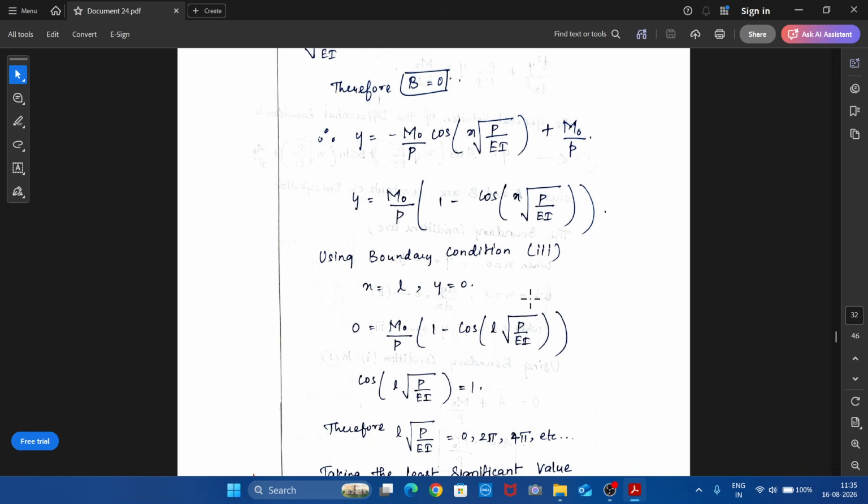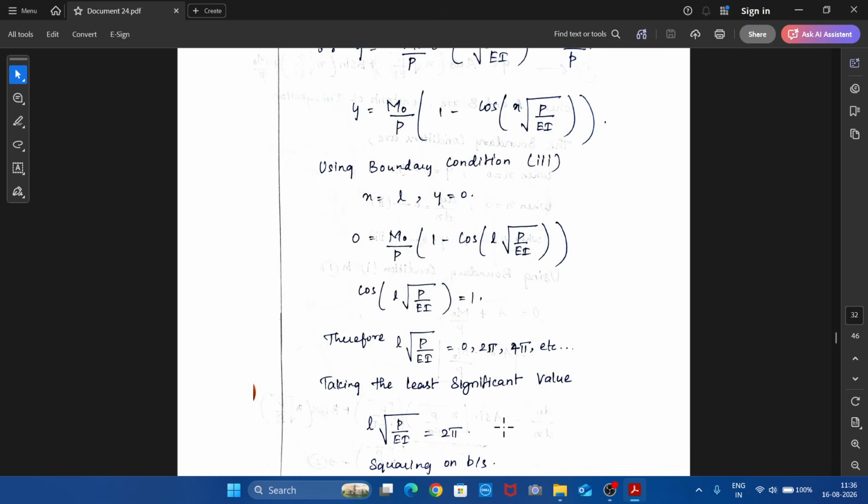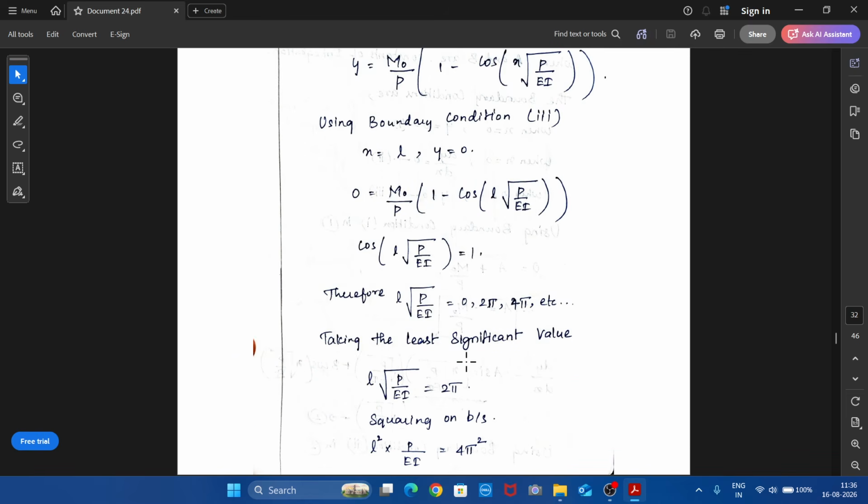Therefore, this indicates cos L root P by EI should be equal to 1. Then only this will be satisfied. So cos L root P by EI equal to 1. This is possible when L root P by EI equal to 0, 2 pi, 4 pi, etc., because we know that cos 0 is 1, cos 360 is 1, and likewise it will go. From this, taking the least significant value, we can't take 0, so the least significant value is 2 pi. Therefore, we'll be getting L root P by EI equal to 2 pi.